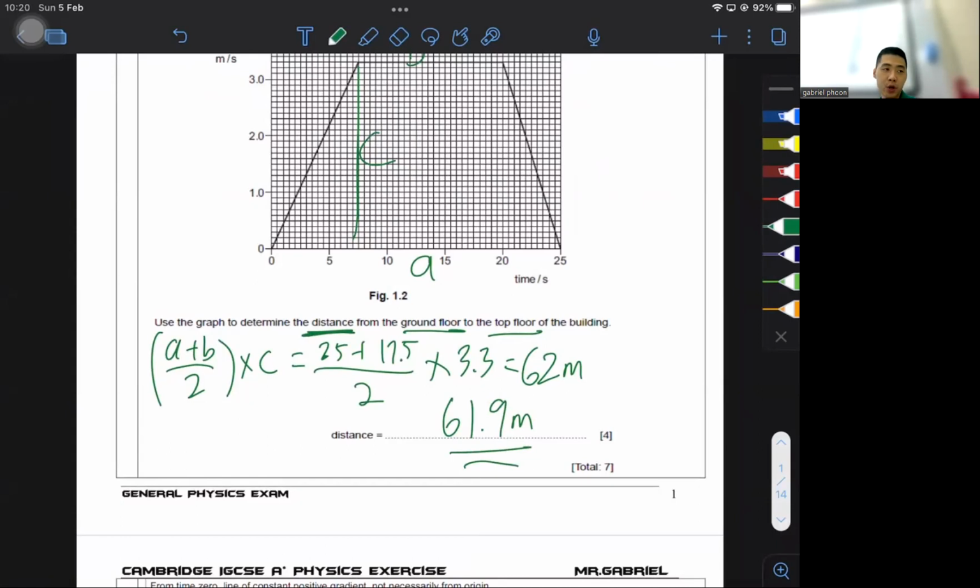Okay, for those who are done with the first question, you may start attempting the second question. For those who have any questions, raise up your hand.